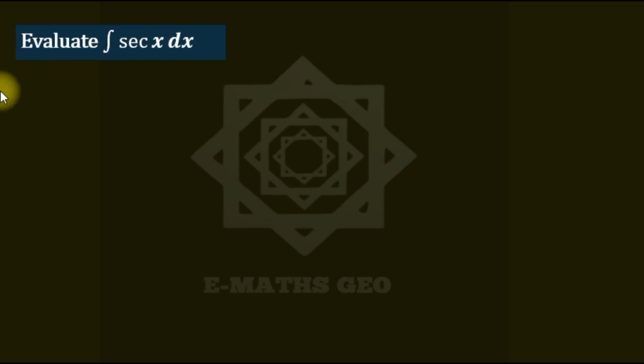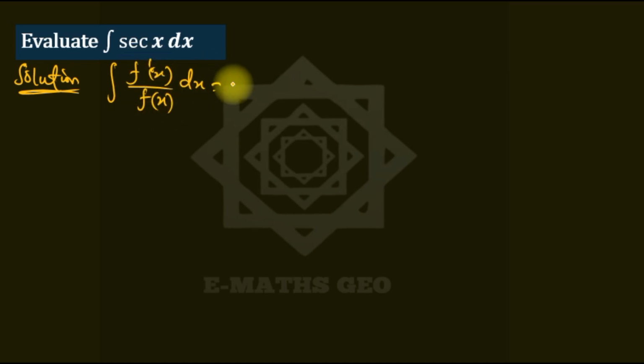There is one property in integration: the integral of f prime x over f of x dx. That's if you integrate a rational function, such that the numerator is the derivative of the denominator, the answer is ln the denominator plus k.